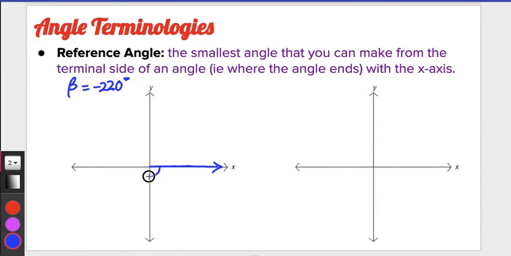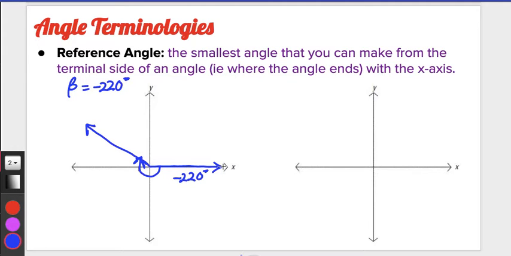So it's 90, 180, a little bit more. How much more? 40 more. So this is going to be our terminal ray. Not exactly accurate position, but we know this is the idea here. So it's negative 220 degrees. Now let's analyze its reference angle.